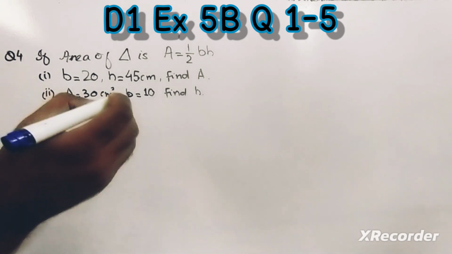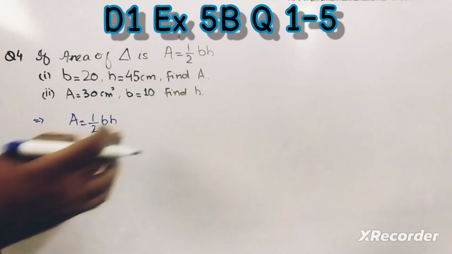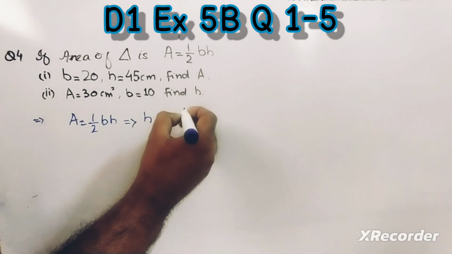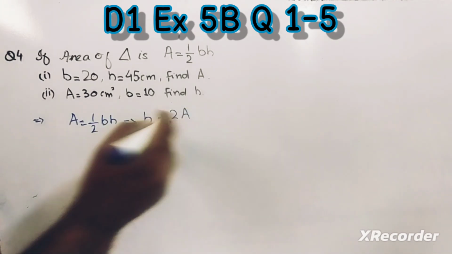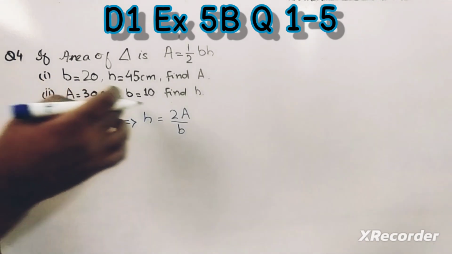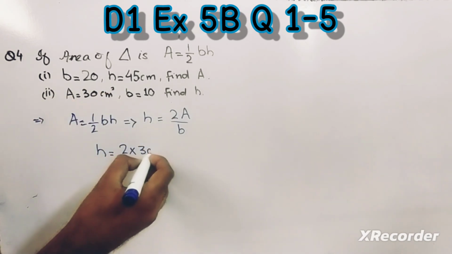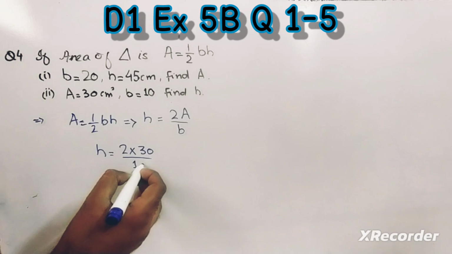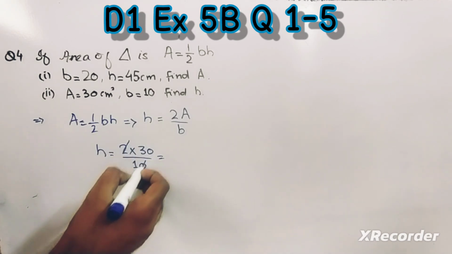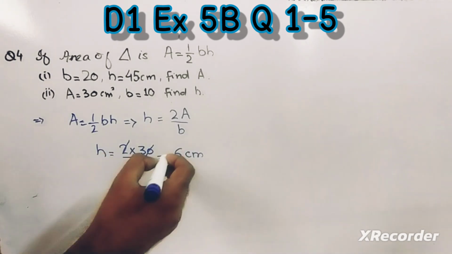For part 2, what is the given equation? a is equal to half bh, but we have to find h, so we eliminate h from this equation like that. h is equal to 2a upon b. Now substituting the value of a and b into this, we get h is equal to 2 times of what is a, 30, upon what is b, 10. So 2 times 1, or you can write it, cut 0 with this 0, and 2 times 3 is 6 centimeter. So our height of this triangle will be 6 centimeter, and this is our required answer.